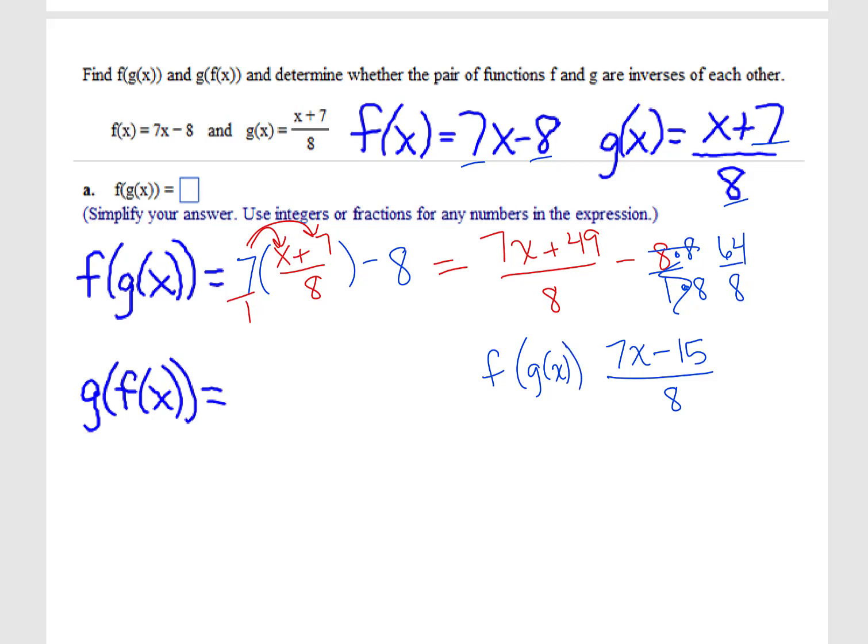That right there tells me, okay, it did not come out equal to x, so it's not looking like it's the inverse. I'm still going to do the other one because in MyMathLab, it'll have you do each of them and then determine whether they are inverses. But we already know right now, because it did not equal x, that it doesn't matter what the other one equals.